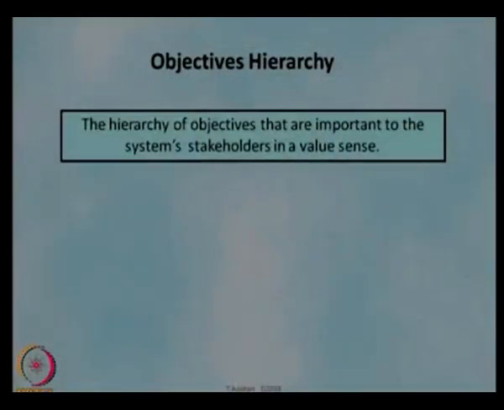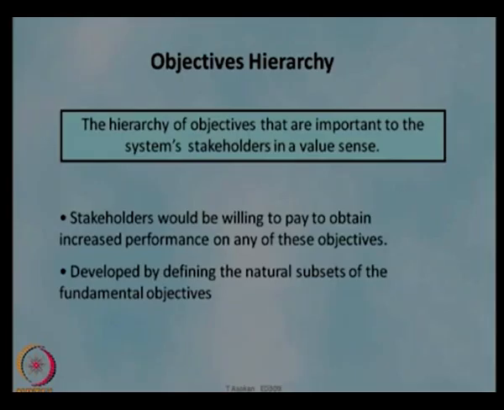So the hierarchy of objectives that are important to the system stakeholders in a value sense are developed in the objectives hierarchy. So what we do here is understand what the customer is willing to pay. Sometimes the stakeholders would be willing to pay to obtain increased performance on any of these objectives.